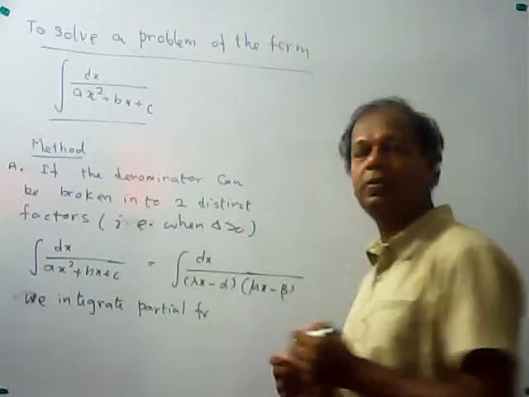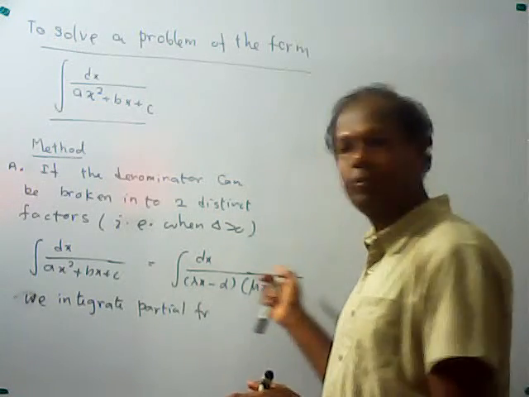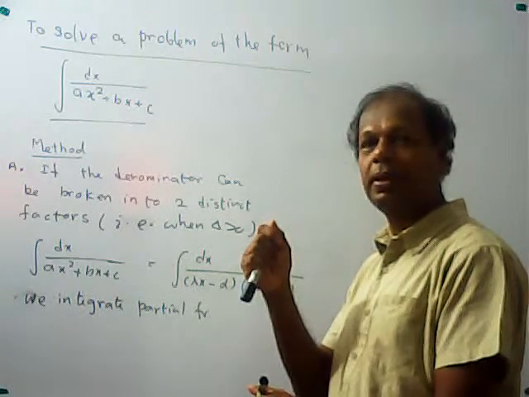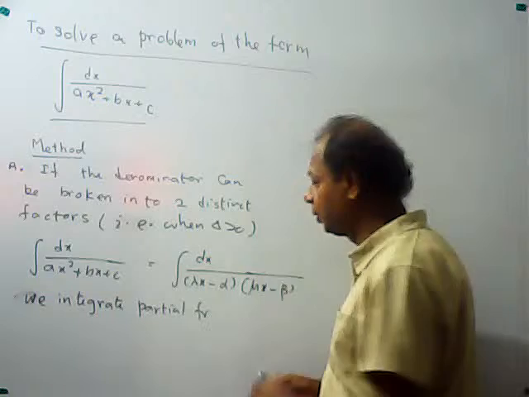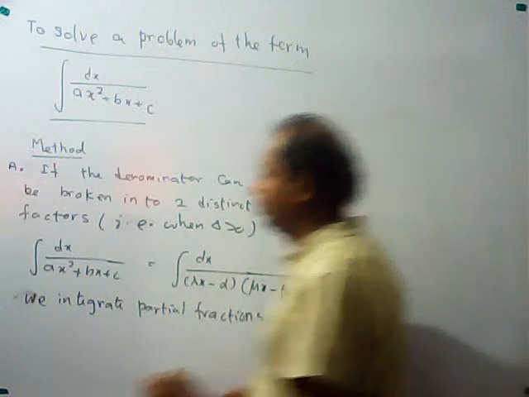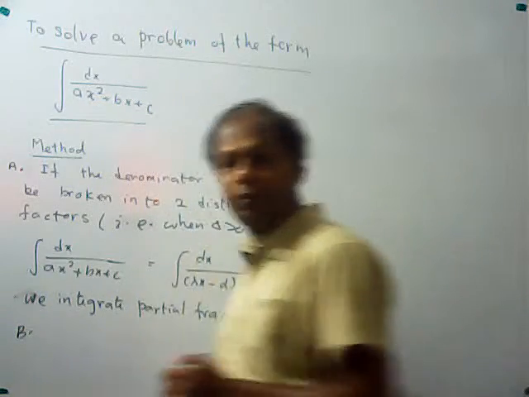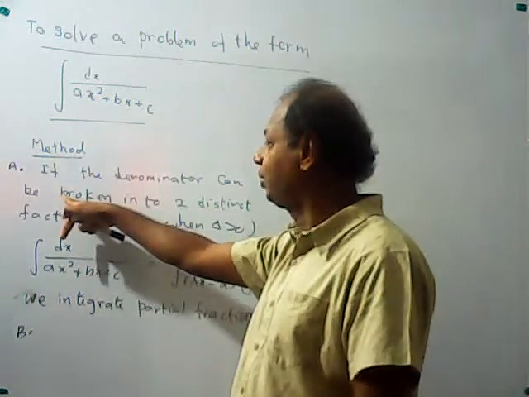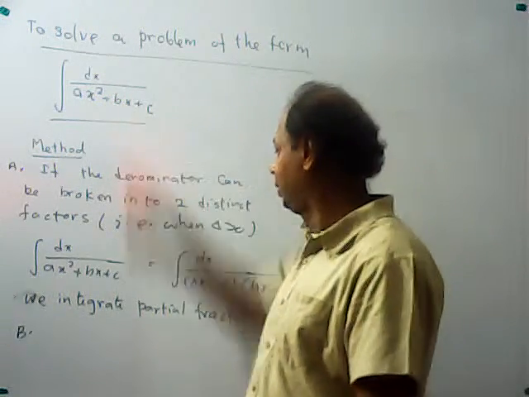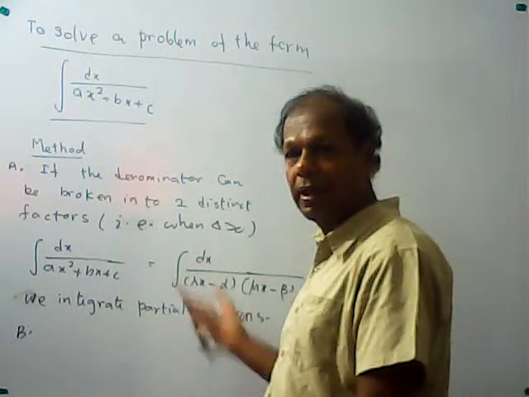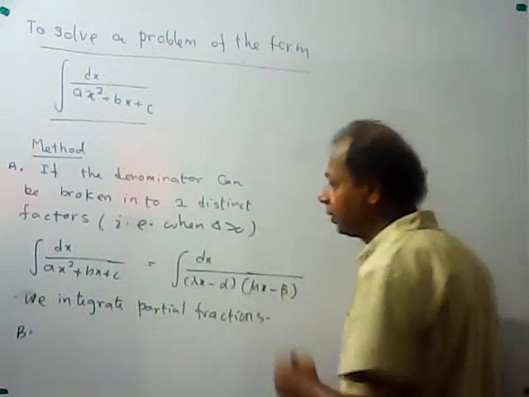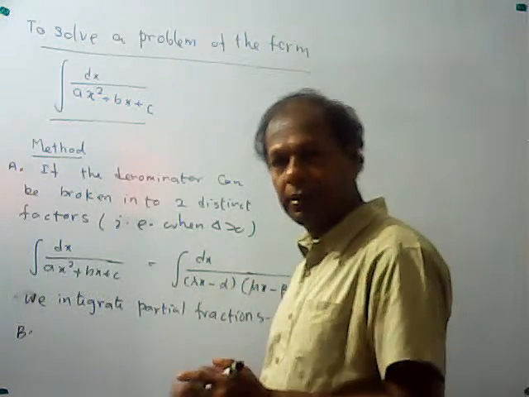Maybe this is a special case of finding partial fractions. I'll give a special method for that, a simple and quick method. So this is one possibility. You see two distinct factors of this, then you factorize and then break it into partial fractions. Use partial fractions to integrate, right?